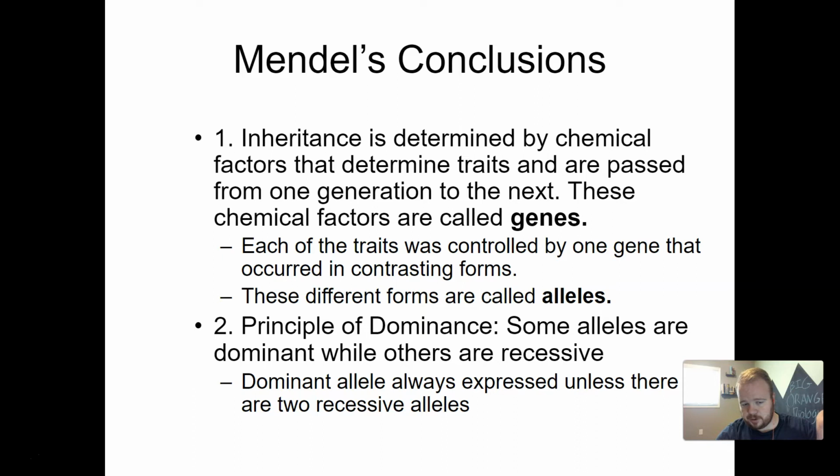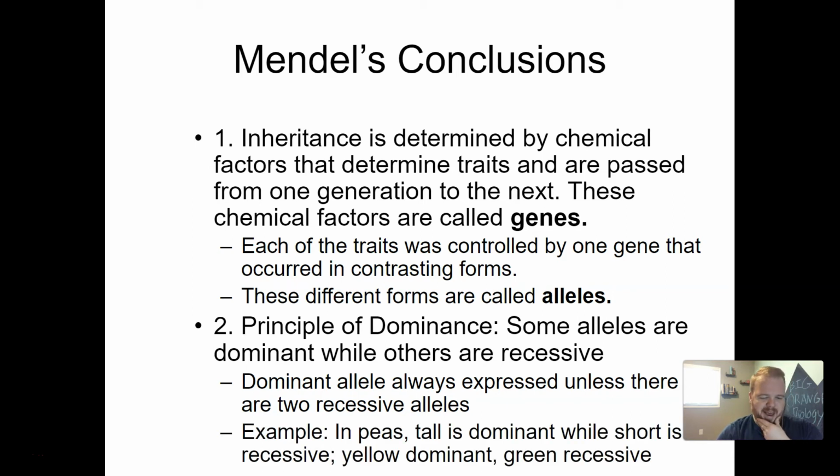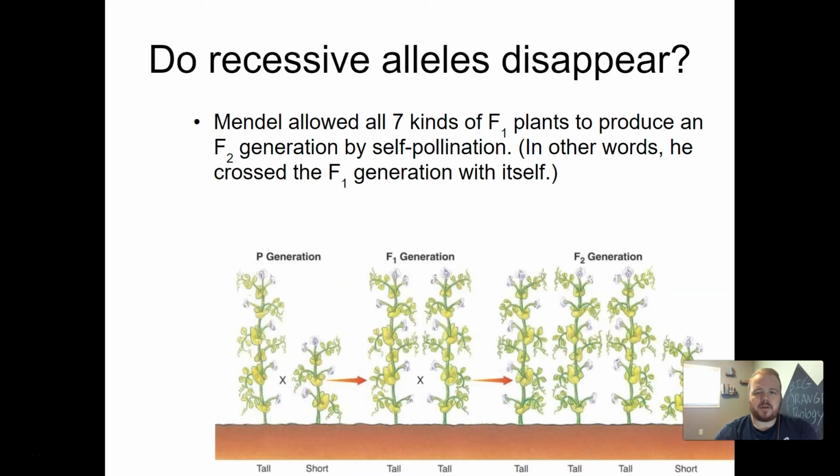Now, Gregor Mendel didn't know that, but he knew if you cross a recessive with a recessive, you got only recessive, but if you cross a recessive with a dominant, you always got dominant. Or at least you got more dominant than you should have. So for example, pea plants: tall is dominant while short is recessive, and yellow is dominant, green is recessive as well. So the question that Mendel had was, do alleles disappear?